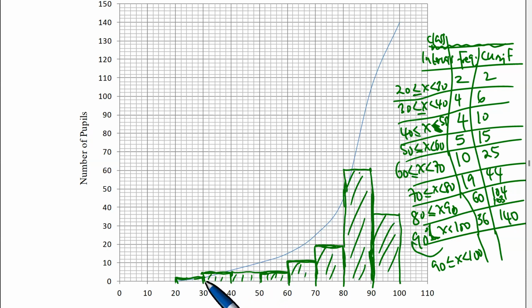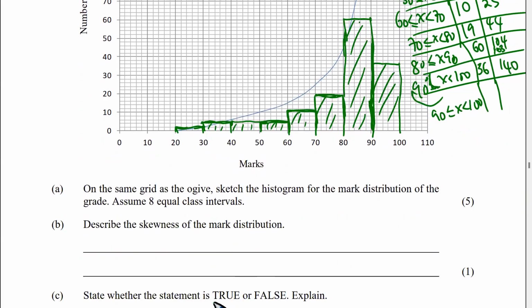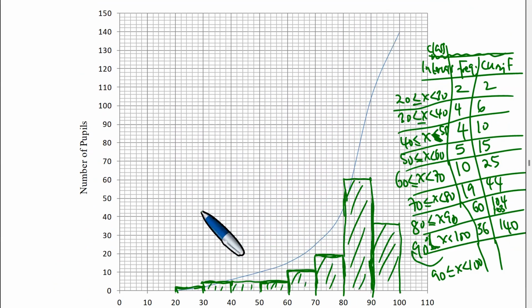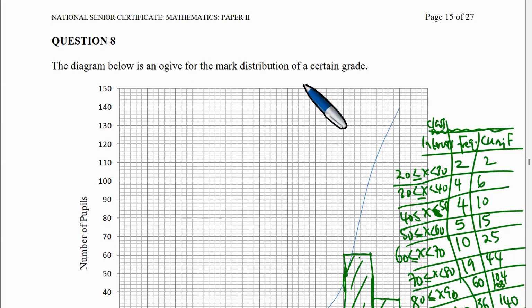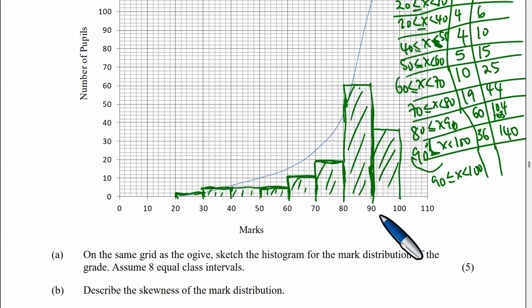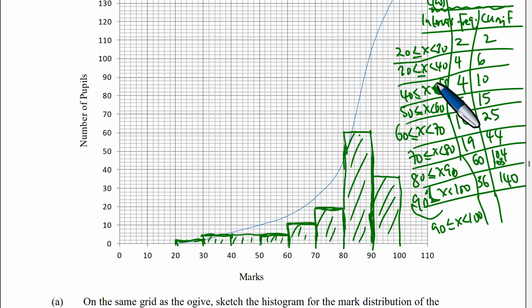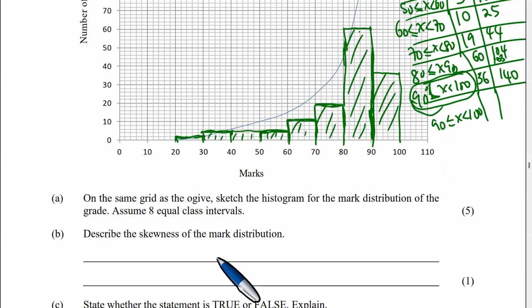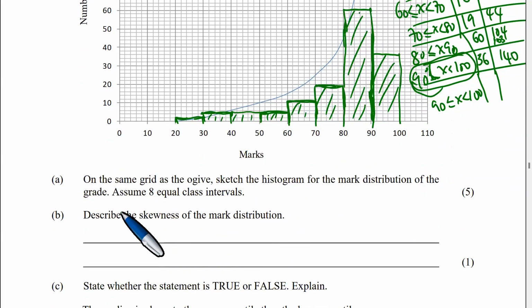Okay, right. Next question. The question was: the diagram below is given for the mark distribution. On the same grid as the ogive, sketch the histogram for the mark distribution of the grade. Assume 8 equal intervals. Obviously, we have 1, 2, 3, 4, 5, 6, 7, 8. This one is just the same as the bottom one, just that it's a bit untidy. Next, describe the skewness of the data.